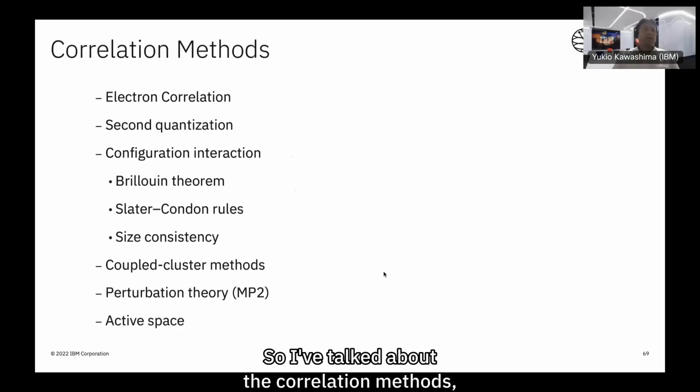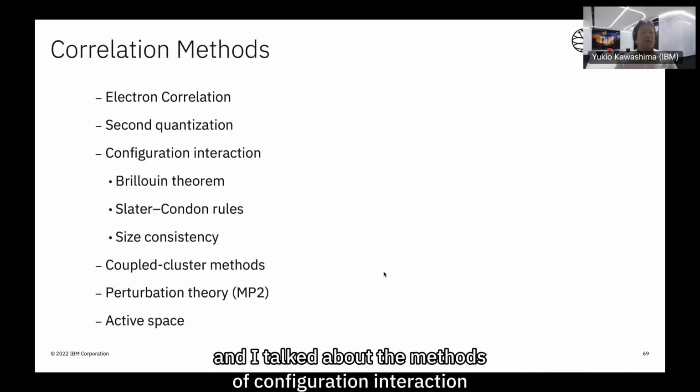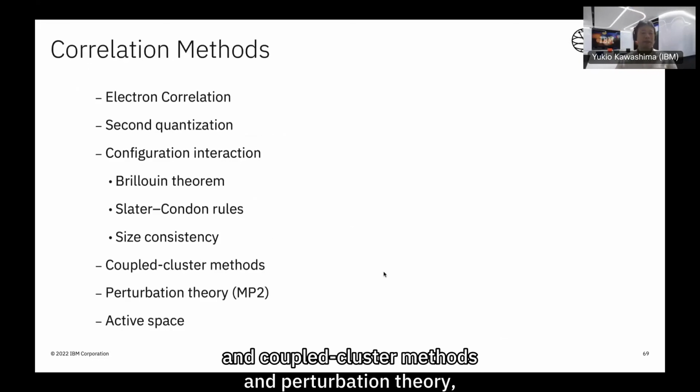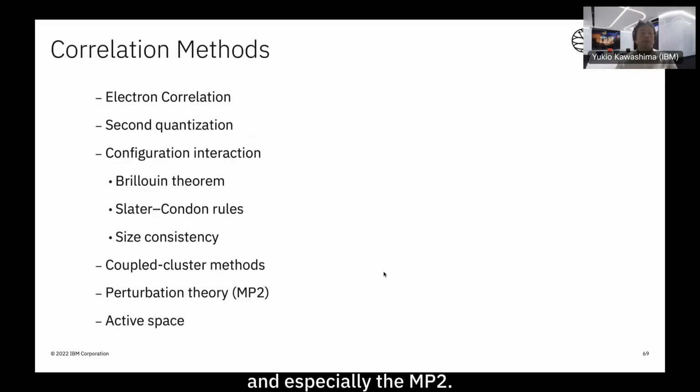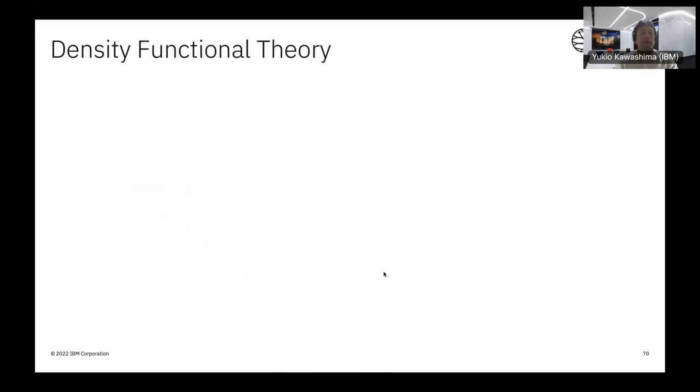So I've talked about the correlation methods, electron correlation, the second quantization, and the methods of configuration interaction, coupled cluster, and perturbation theory, especially MP2. I also talked about the active space, and I introduced the Brillouin theorem, the Slater-Condon rules, and size consistency. Now, finally, I'd like to talk about density functional theory.